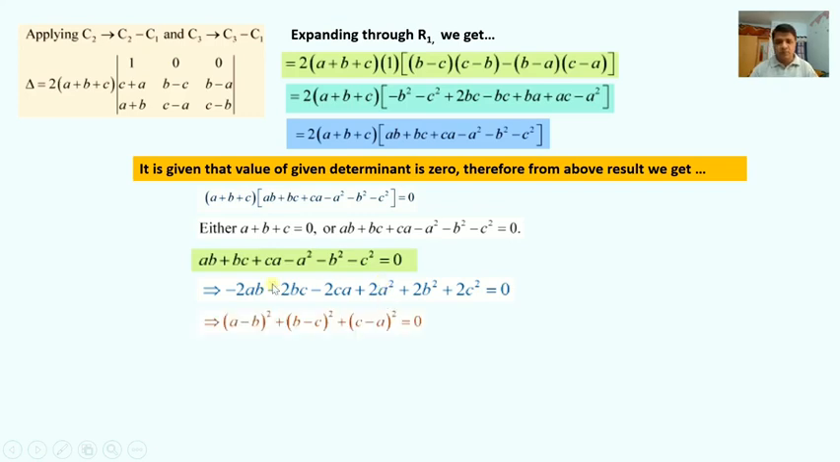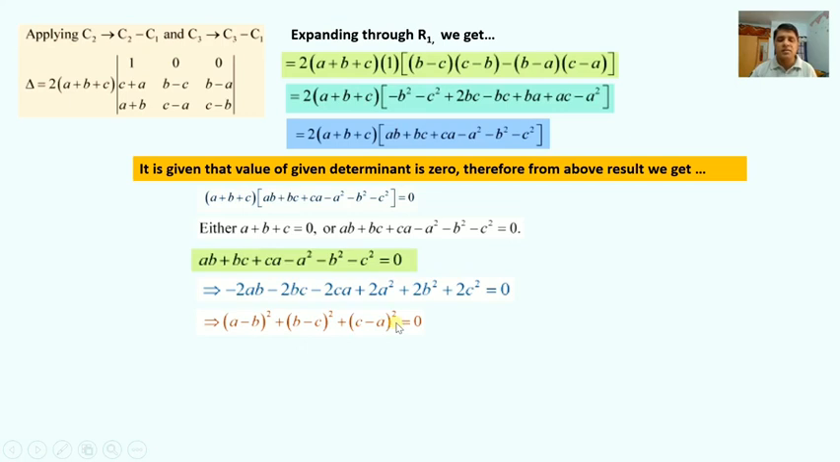1A we have taken from here and 1B from here, so A square plus B square minus 2AB becomes A minus B whole square. Then 1B from here and 1C from here, and minus 2BC, this becomes B minus C whole square. And 1A from here and 1C from here, C square plus A square minus 2CA, this becomes C minus A whole square.